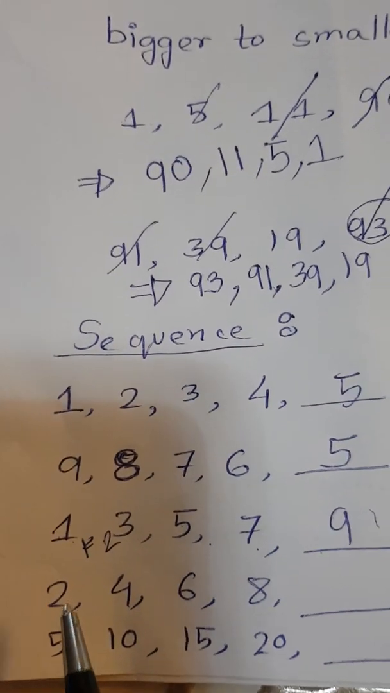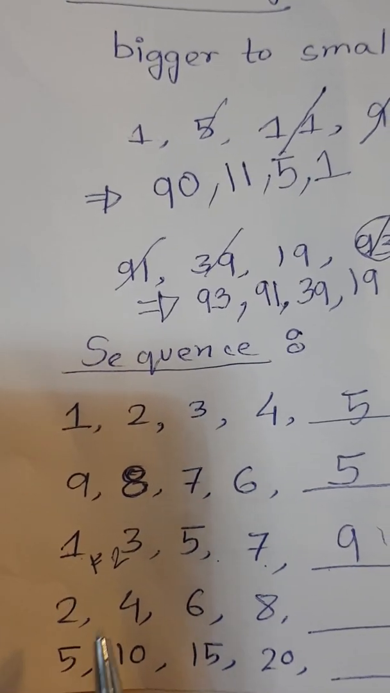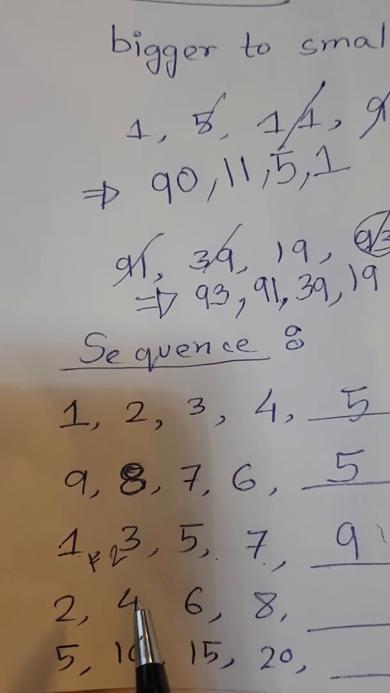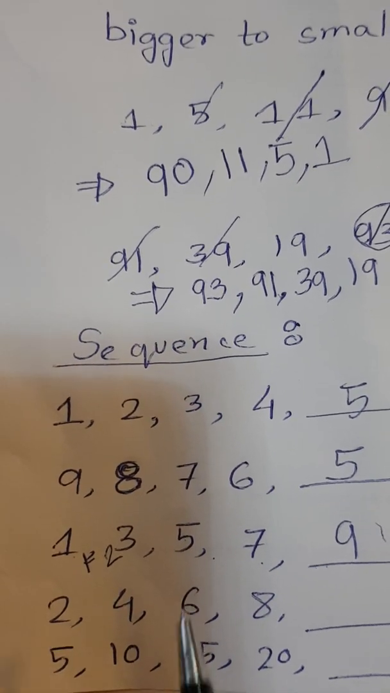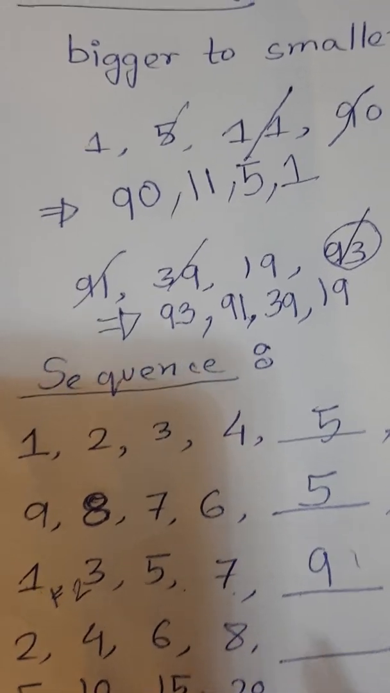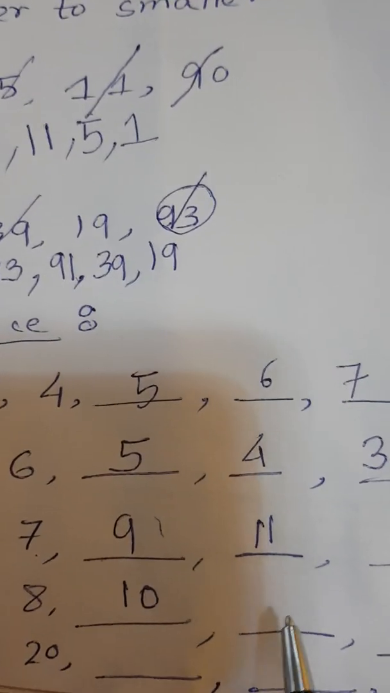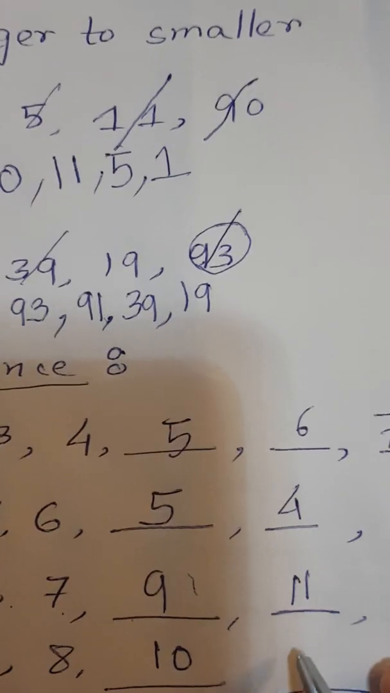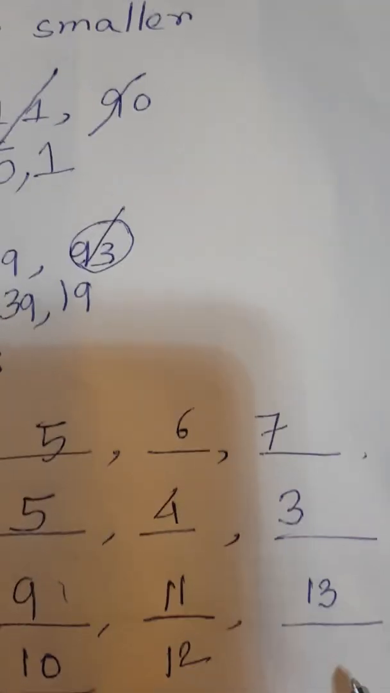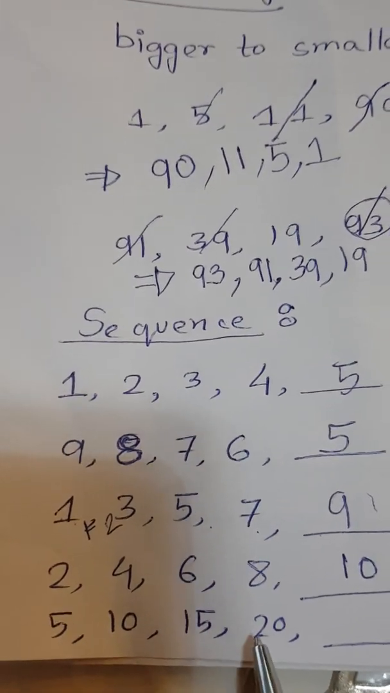Here see 2, 4, 6, 8. Also see, it's increasing by 2. 2 more is adding and you are getting the next number. 2 plus 2, 4. 4 plus 2, 6. 6 plus 2, 8. So next number will be 8 plus 2. That means 10. Then what will be the next number? 10 plus 2, 12. Then the next number will be 12 plus 2, 14. Okay. Now see this sequence.